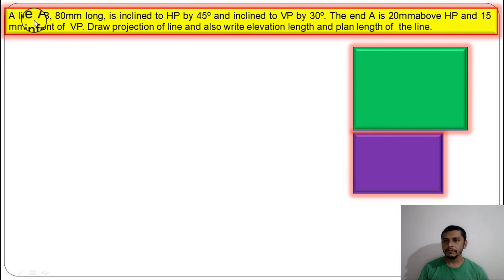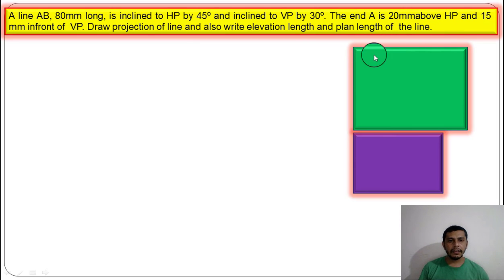So a line AB 80 mm long is inclined to horizontal plane by 45 degree and inclined to vertical plane by 30 degree. The end A is 20 mm above HP and 15 mm in front of VP. Draw the projection of the line and also write elevation length and plan length of the line. Now here we have to measure the elevation length and plan length also.